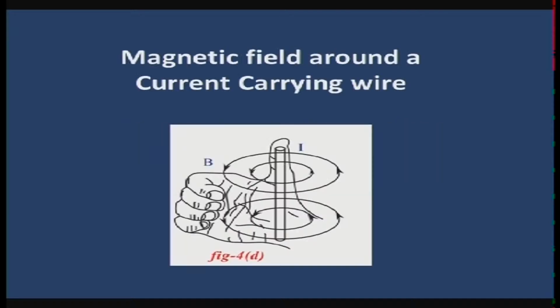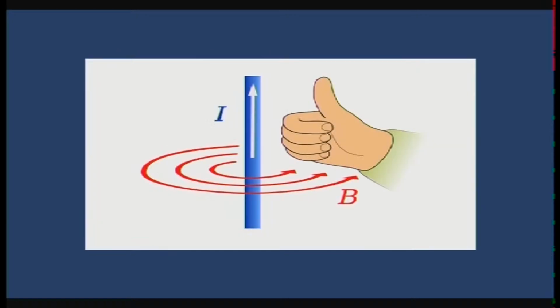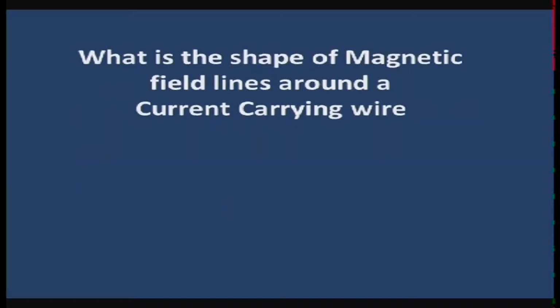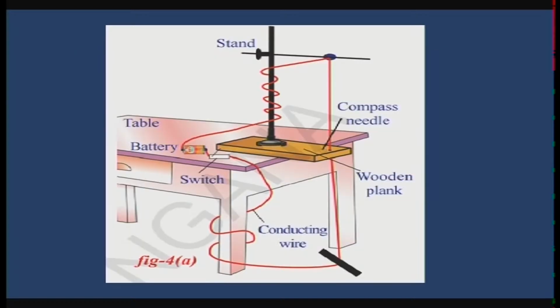The direction of the magnetic field around a current carrying wire is given by right hand thumb rule, which says when a current carrying conductor is held by a right hand such that the thumb shows the direction of the current, the curled fingers will show the direction of magnetic field around the wire. The shape of the magnetic field lines around current carrying wire will be circular.